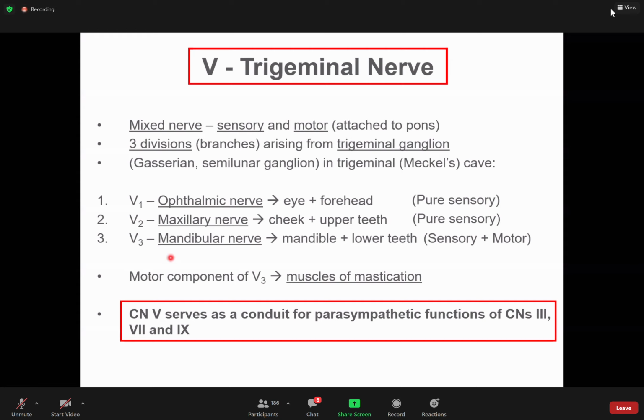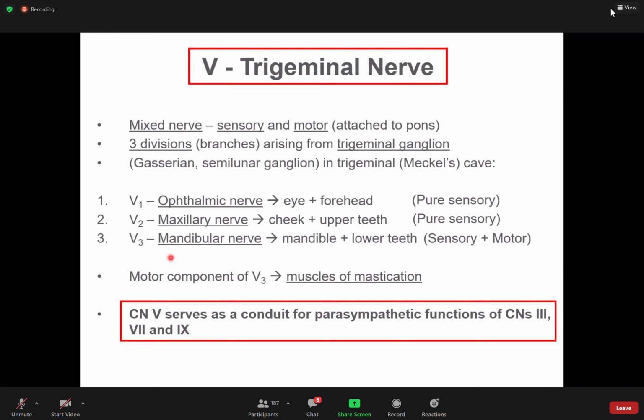So what you need to know at this point of time is that the trigeminal nerve is mainly a sensory nerve. It has a motor component which supplies the muscles of mastication, but it also acts as a conduit for the fibers of the parasympathetic nerves to reach the parasympathetic ganglions which we have in the head and neck region.